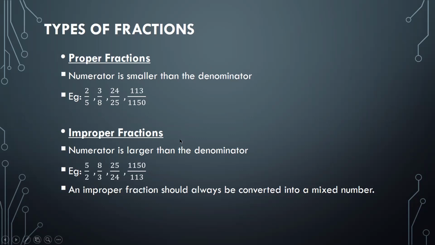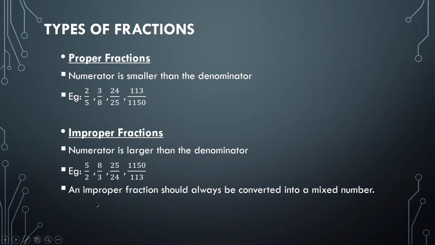The next type is improper fractions. It's the total opposite. Here you have the numerator which is larger than the denominator. So 5/2, 8/3. I have just given the opposite, the reciprocals of these fractions. So that is the example for improper fraction.